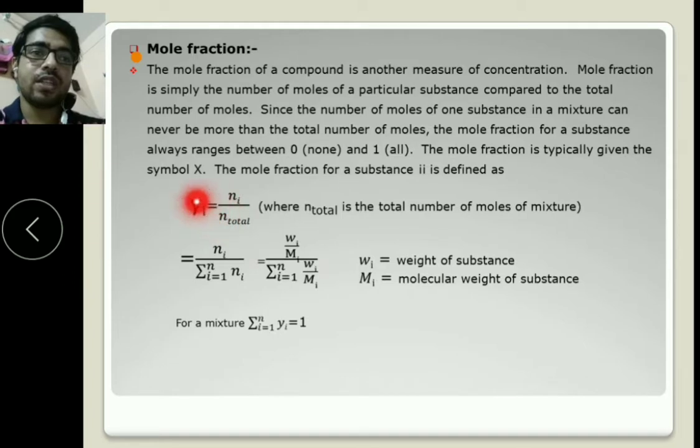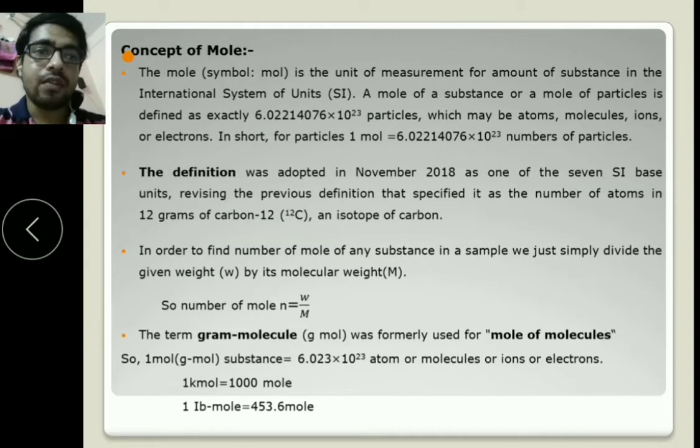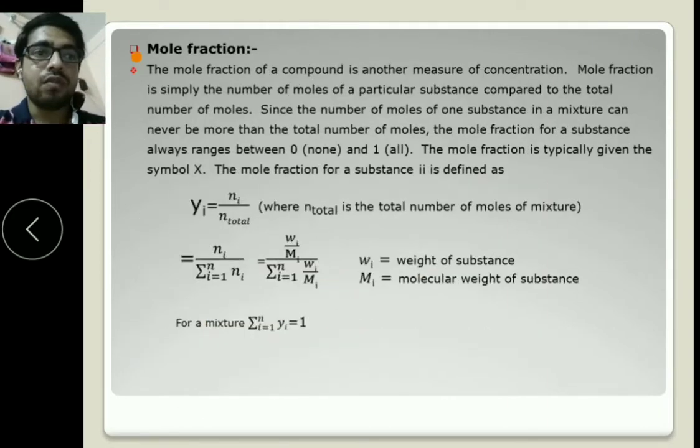Mole fraction is the number of moles of a component divided by the total moles. N total is the total moles in the mixture. If we write it in summation, it is Ni divided by summation of Ni. As here we said n equals W by M, in terms of W we can write Wi by Mi divided by summation of Wi by Mi, where Wi is the weight of the substance and Mi is the molecular weight of the substance.